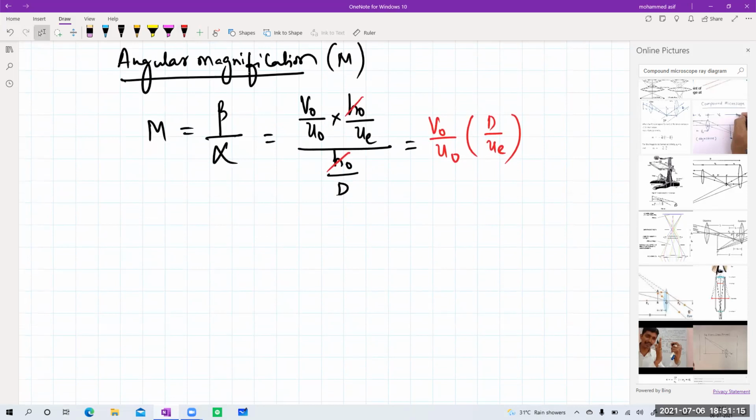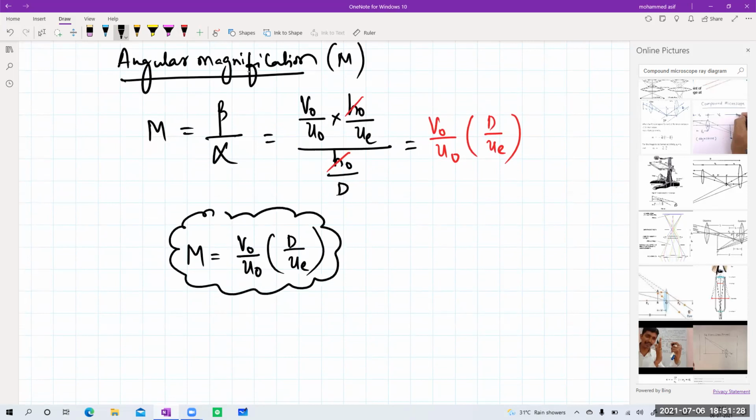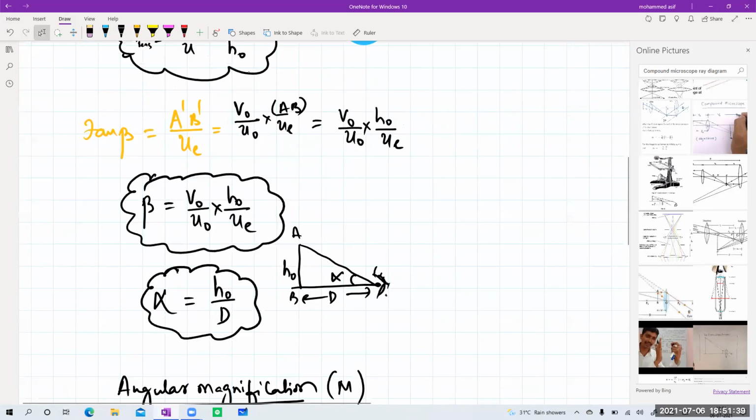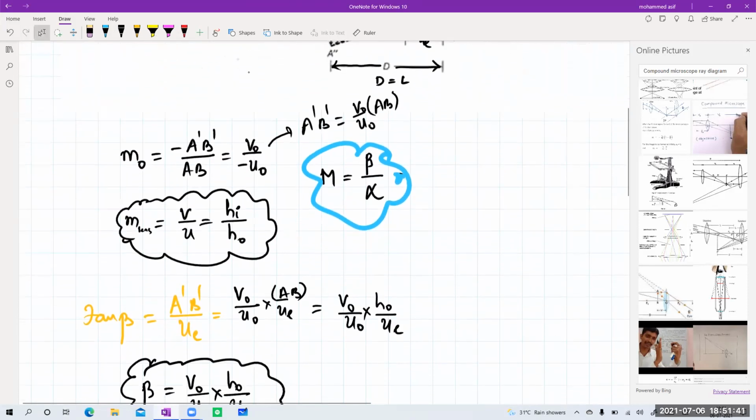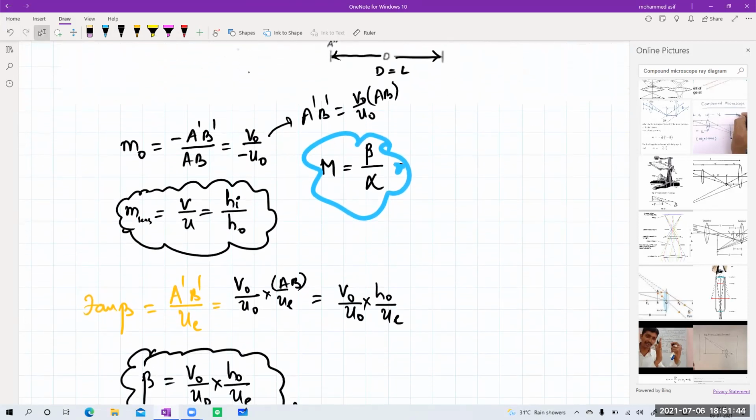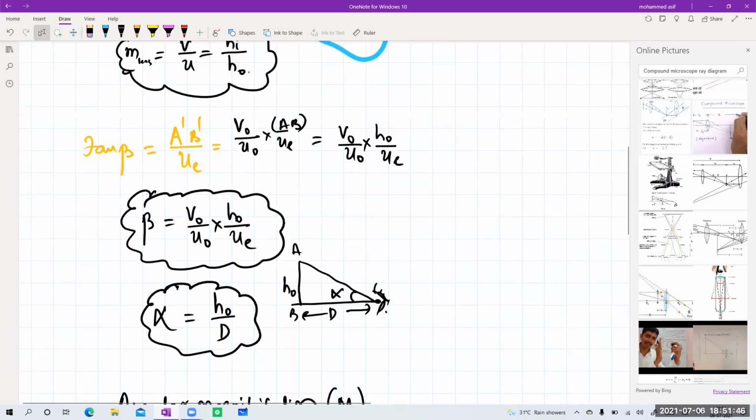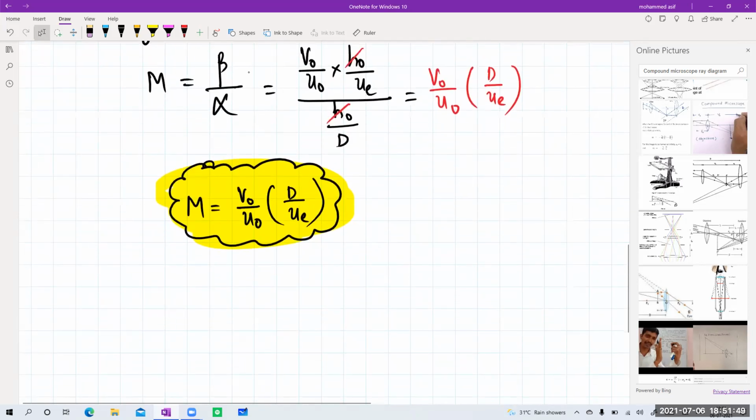Clear? So ultimately I can say that magnification is equal to V naught divided by U naught into D by your object distance of your eyepiece. Is that clear? So this is your formula for the magnification of the compound microscope. V naught by U naught is nothing but the magnification of the objective. D by U will be the magnification of the eyepiece. So I can even write this one as something like this.